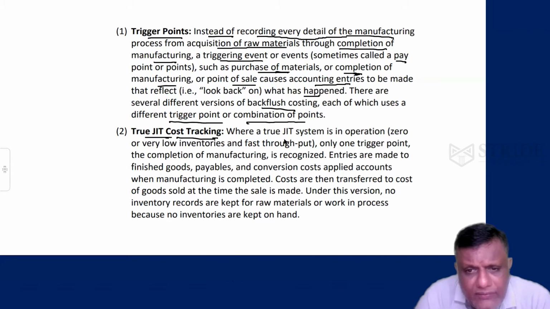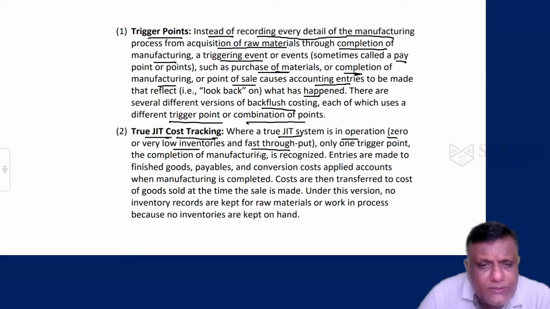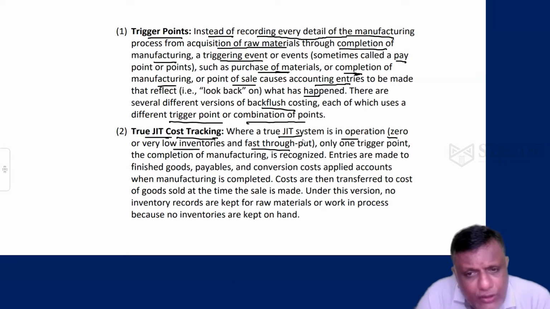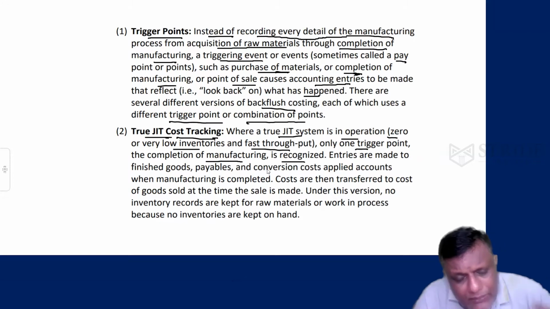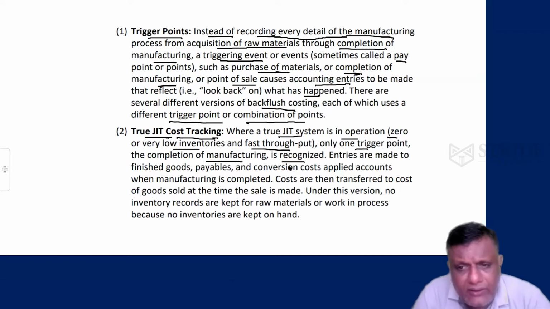Now, JAT cost tracking. A true JAT system is an operation with zero or very low inventories and faster throughput. So what is true JAT cost tracking? Just in time has only one trigger point: completion of manufacturing is recognized. Just in time means the supplier sends materials straight away to the manufacturing process. Manufacturing is completed, then the triggering point starts. Then make an entry.